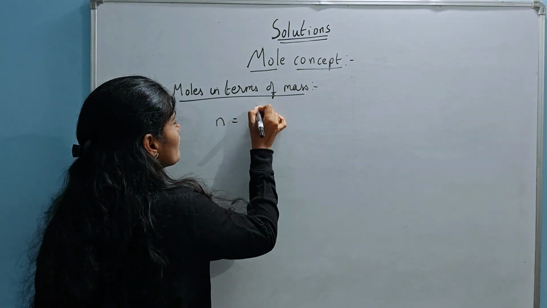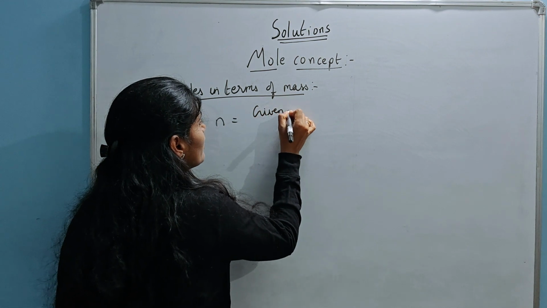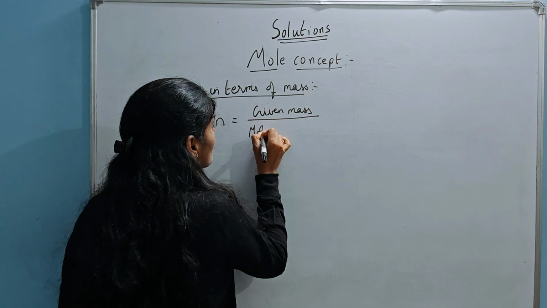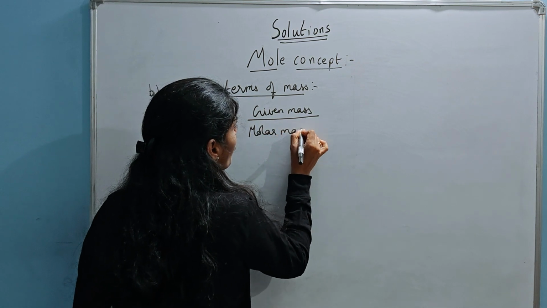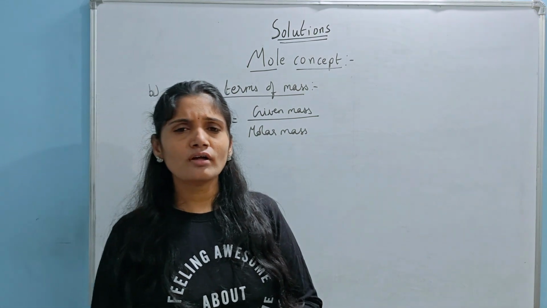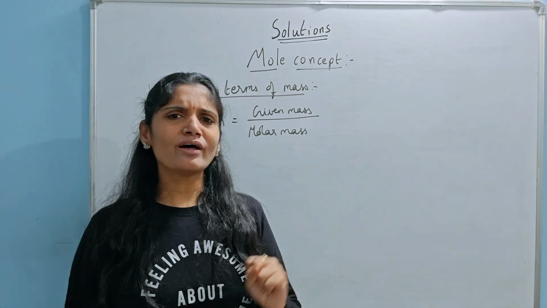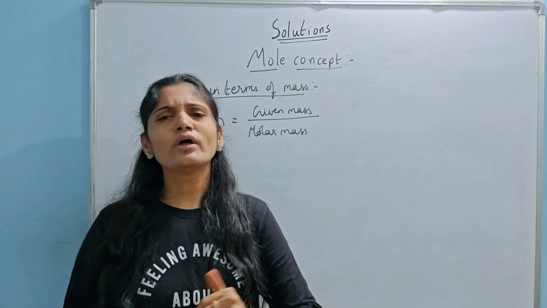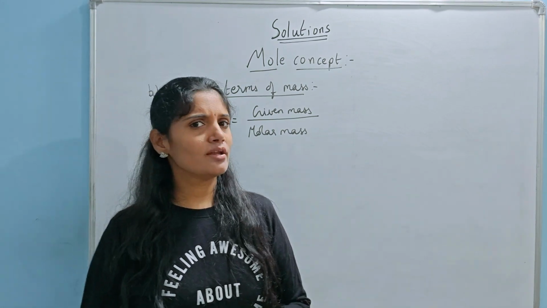Number of moles is equal to given mass divided by molar mass. Okay, given mass divided by molar mass. We know that the given mass will be given in the question, like 5 grams of sodium, 2 grams of magnesium, that will be given in the question.